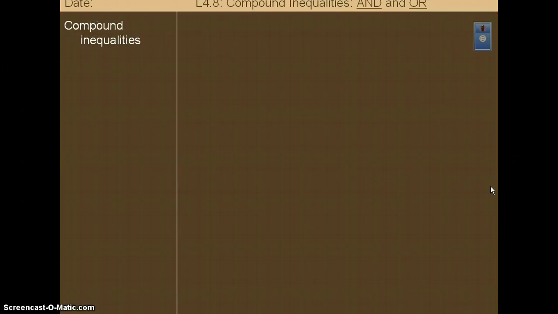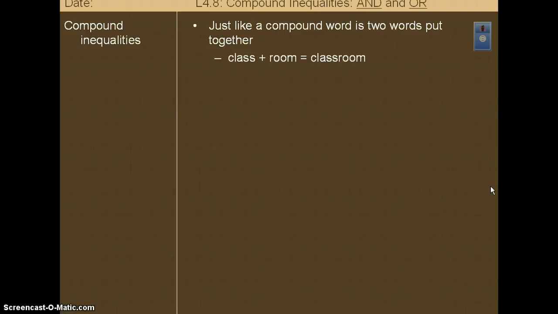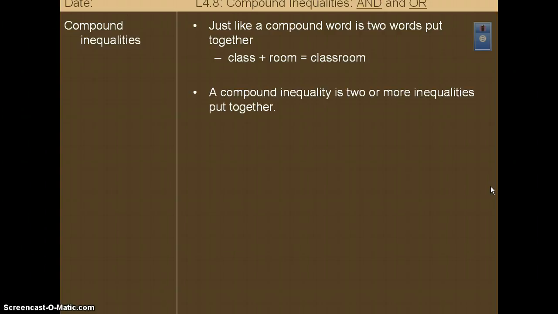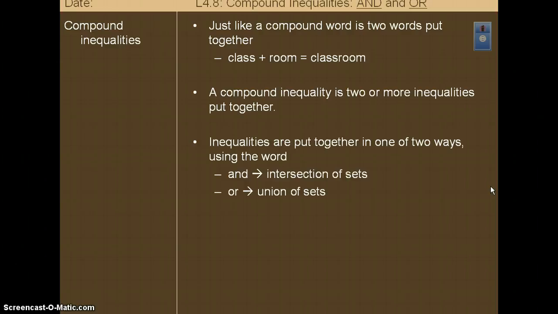When we talk about compound inequalities, it's important for us to understand what they are. Just like a compound word is 2 words that are put together, like class and room, come together to form classroom. A compound inequality is 2 or more inequalities that have been put together. Inequalities are put together in one of 2 ways, using one of the following words. We can use the word and, which would be an intersection of sets, or we can use the word or, which is a union of sets.